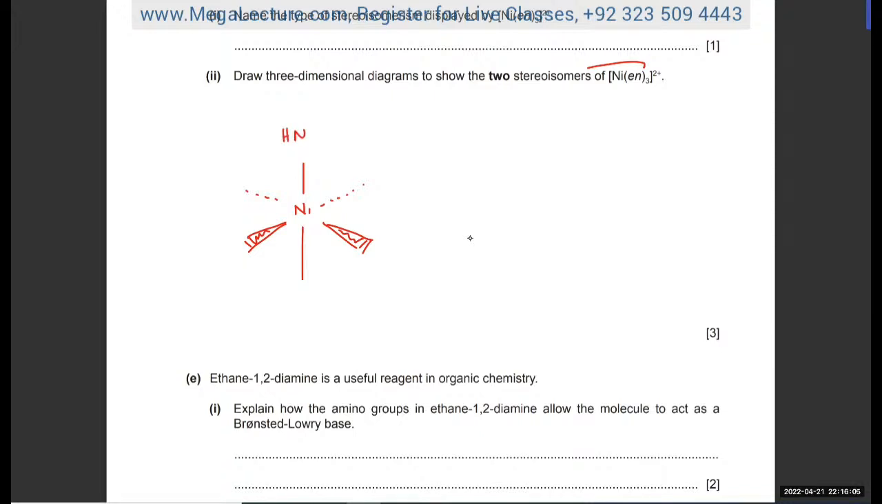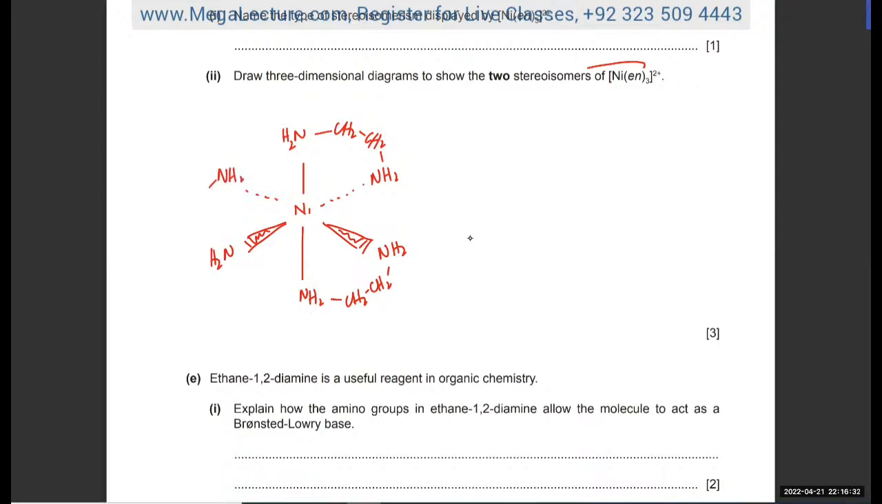So it's NH2 and NH2 on this side, and there's going to be CH2 and another CH2, and they would be connected together. Then another NH2, and in the middle there's going to be 2 CH2s, and over here as well.